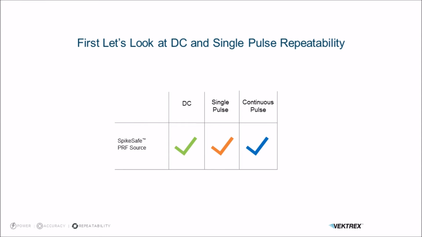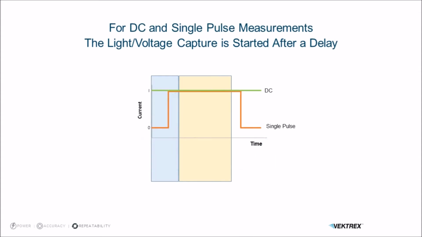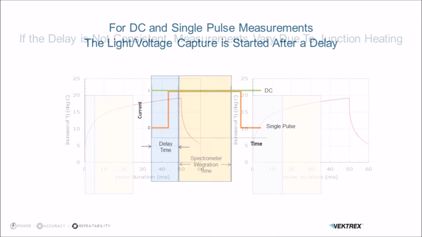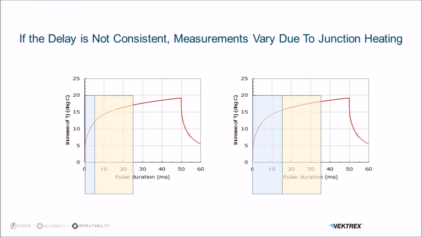So first, let's look at the DC and single pulse methods from LM85. For DC and single pulse, the light and voltage capture is started after a delay. This means that if the delay varies, the actual heating in the LED varies. That's what's shown in this slide.